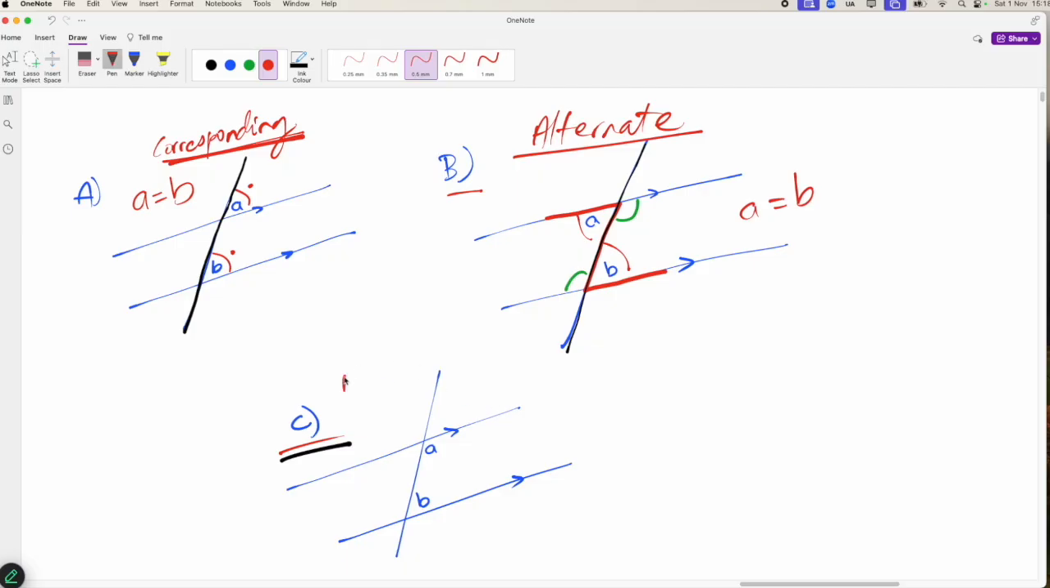Yes, they are interior. But what do you know about interior angles? Interior angles are when they are inside of this rectangular shape here. Then that means they are interior. What's the relationship with A and B here? The relationship with corresponding angles is that they were equal. The relationship with alternate angles is that they are equal. A is equal to B.